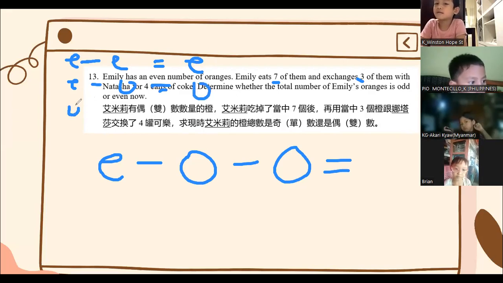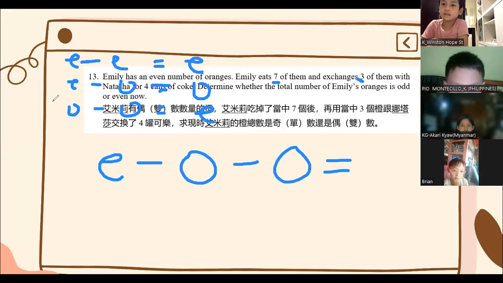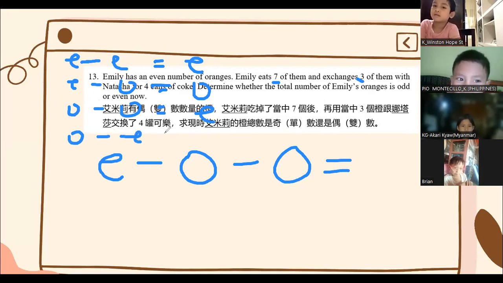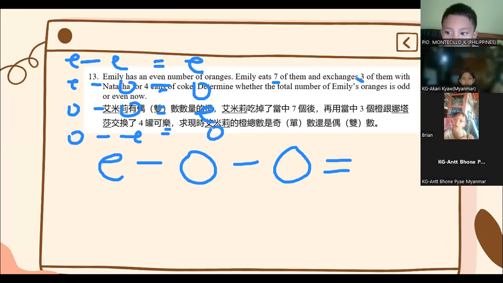Odd minus odd. Even. Okay, it's even, because odd plus odd is also even. How about odd minus even? Odd. You have a clue already, okay? So let's do that here. So even minus odd, again, the answer is odd, right?